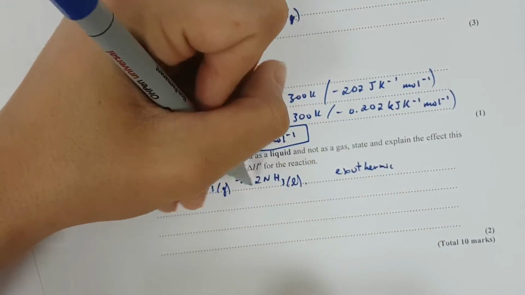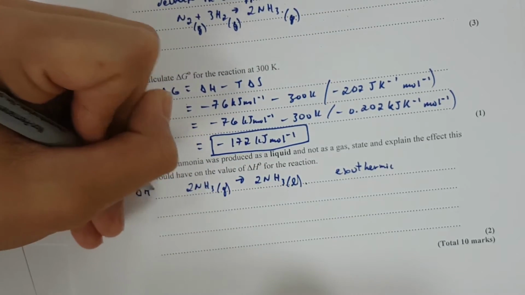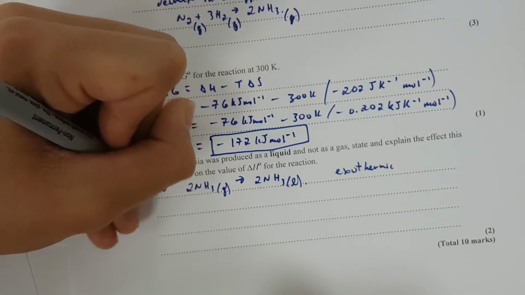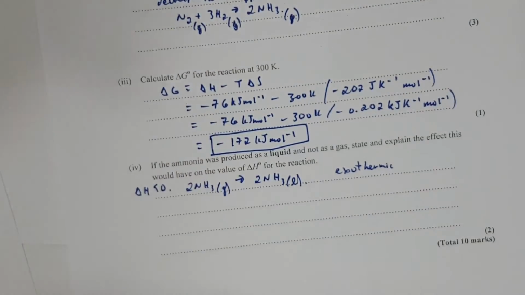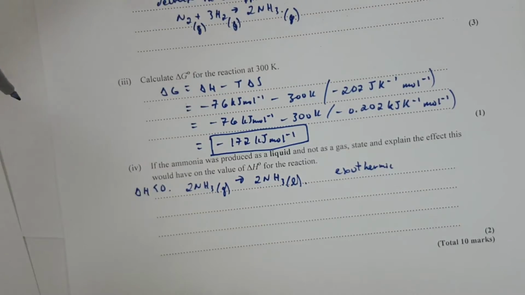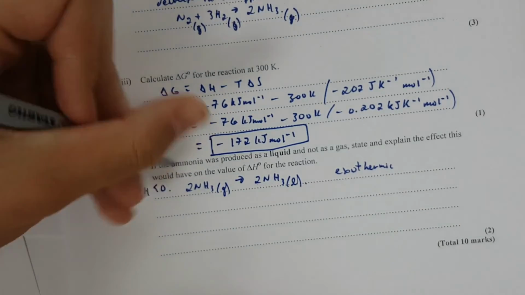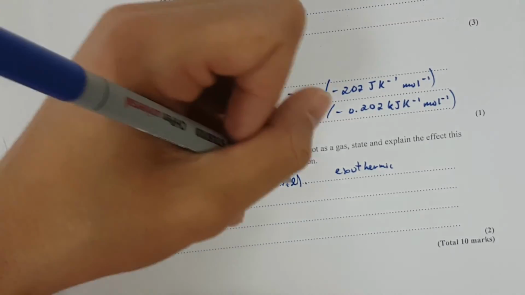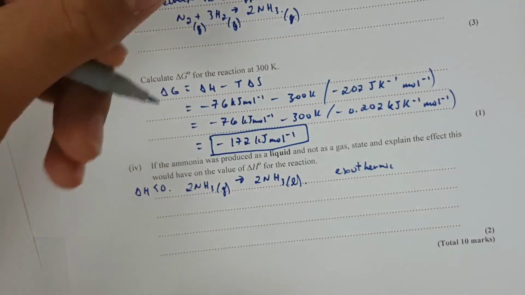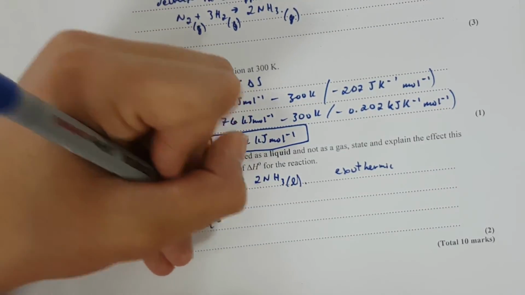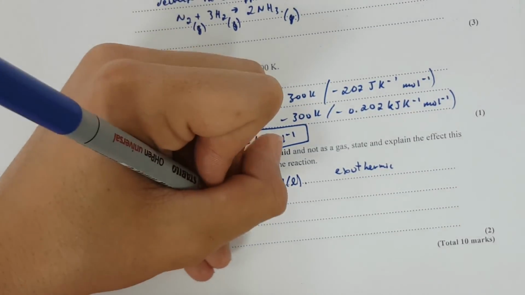So for this reaction here, we associate a delta H value that is less than 0. And that would mean that the total enthalpy of the whole reaction that we're talking about would decrease because we release more energy by producing it as a liquid. And so the effect is that delta H would be more negative.